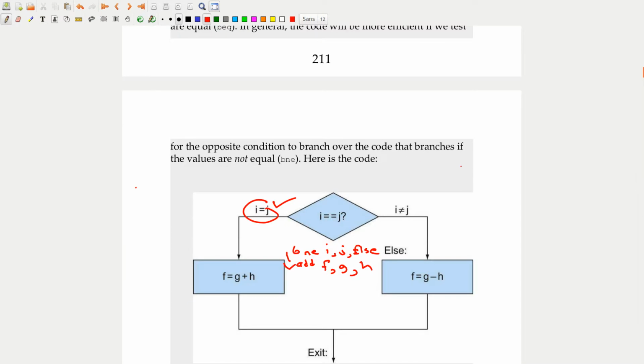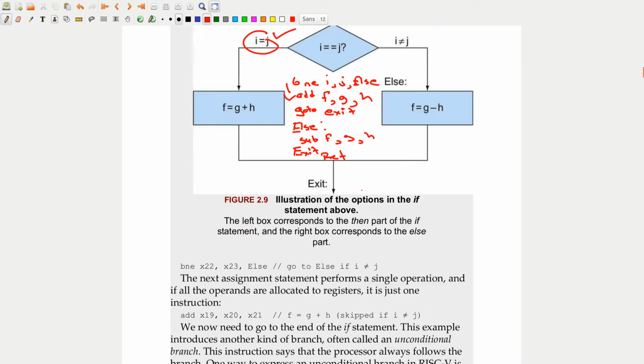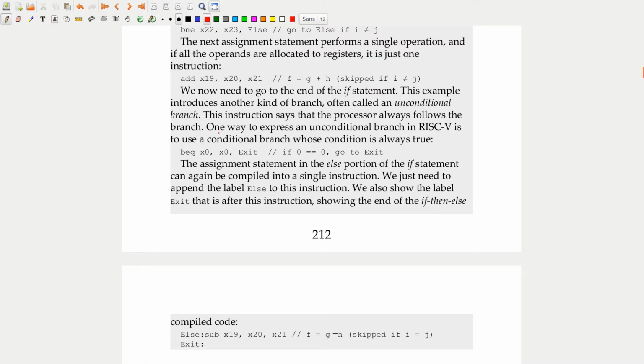So the way they have it is they have a go to exit, and then they define else, which they define only as sub F, G, H, and then they have exit down here where they just return. So that's more or less how this assembly is going to look together.